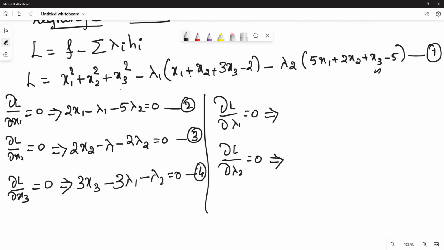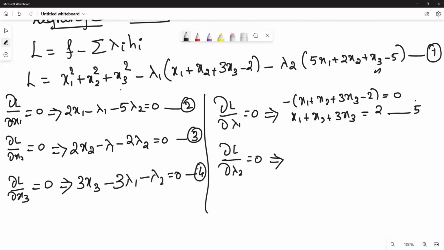∂L/∂λ1. Differentiation of this is minus of x1 plus x2 plus 3x3 minus 2. Equating it to 0 will give you minus of x1 plus x2 plus 3x3 minus 2 is equal to 0. Simplifying this, you will get x1 plus x2 plus 3x3 is equal to 2. Mark it as equation number 5.